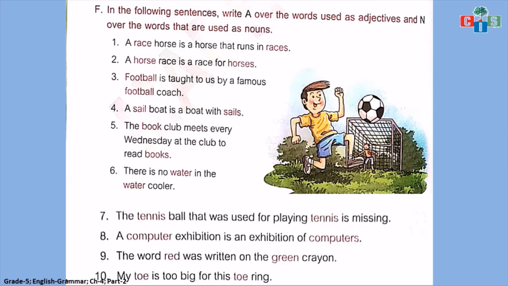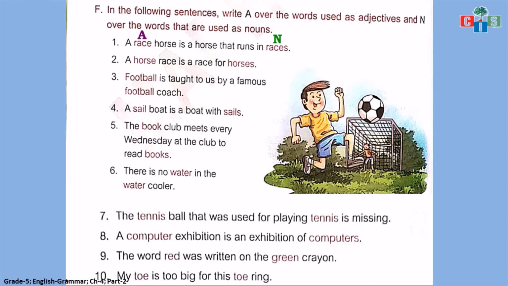Okay scholars, in this exercise what you have to do is write A for adjective and N for noun on the colored words. Like here: a race horse is a horse that runs in races. A race horse, horse is a noun here, and the word race is telling the quality of the horse. Okay, which type of horse is it? It is a kind of race horse. So in a race horse, race is working as an adjective. And in runs in races, the word races is working here as a noun.